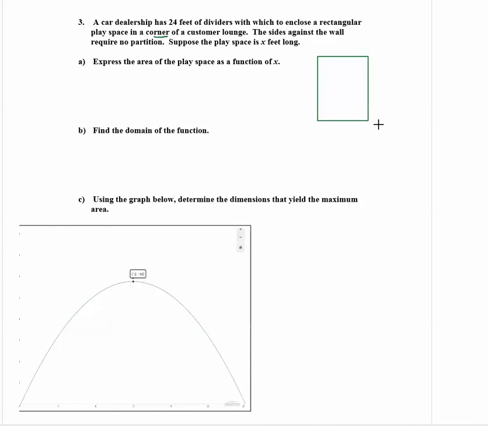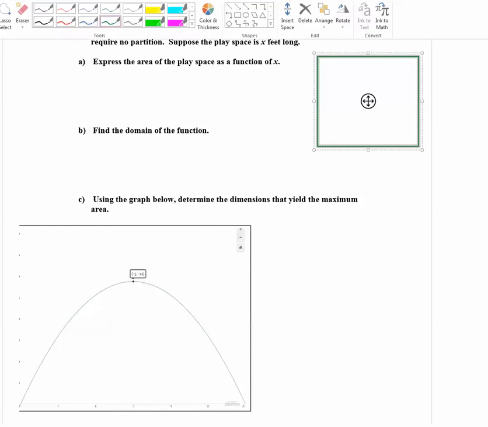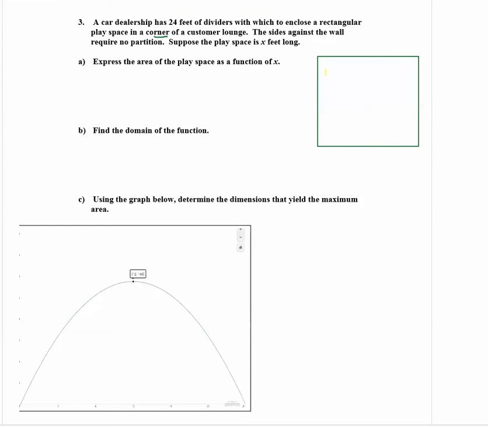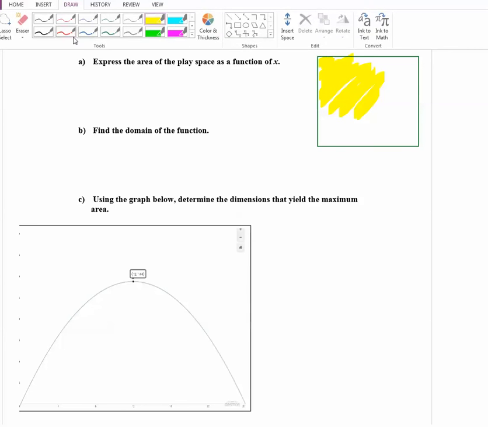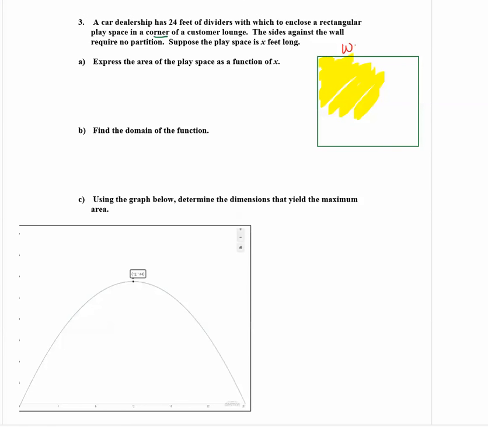So a diagram here would be helpful, and we have a corner right here that we want to partition off. So I have a wall, or actually two sides against this wall, and I have the partitions, just two of them that I need to put up against the wall. So I have 24 feet of dividers, and the play space is X feet long.